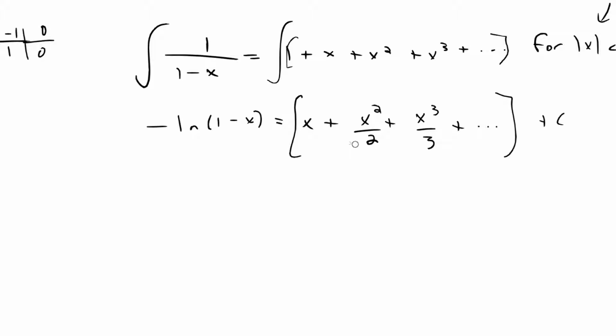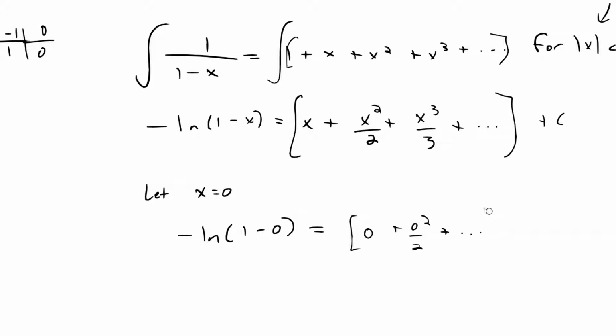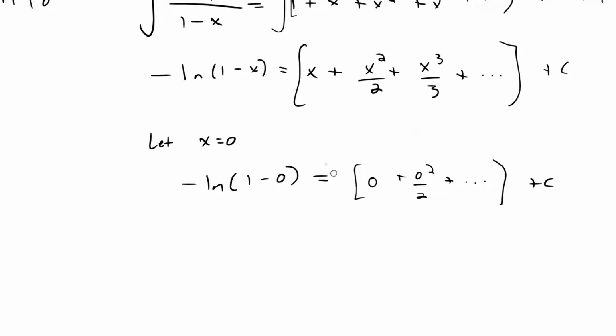And so what we can do is actually get rid of it. How we'll do that is we'll let x equal 0, and then we'll just plug in, right? So negative ln(1 minus 0) equals 0 plus 0 squared over 2 plus etc. plus c. And pretty quickly you can see that this is just 0 equals 0 plus c, which means that c has to equal 0. So we can just get rid of that constant of integration right there.